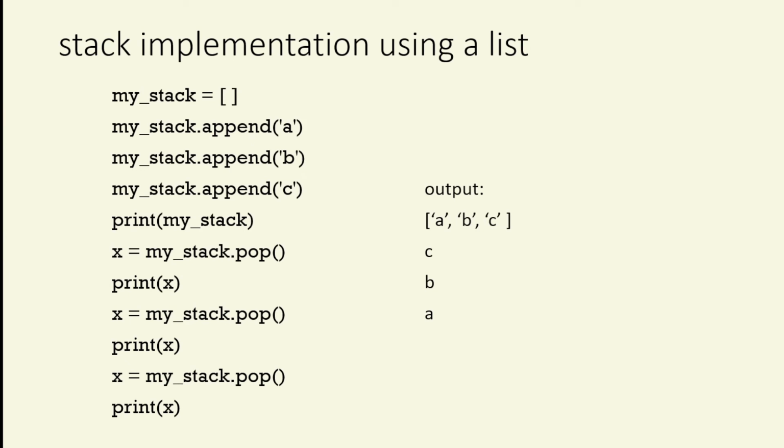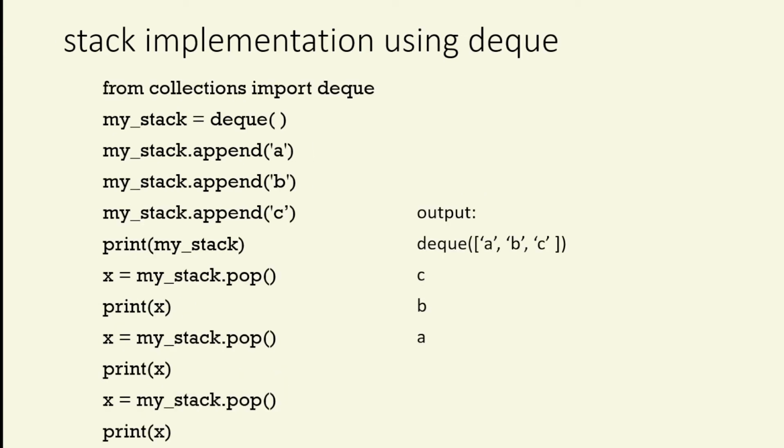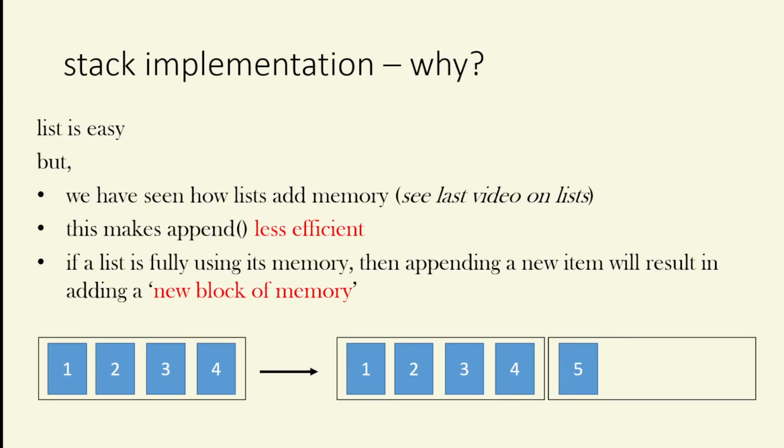So using a list, we can use append and pop, the same as we are used to using previously, so that's quite straightforward. And using deque, we can append and we just pop rather than popleft. So very similar. So why would we use a deque rather than a list?